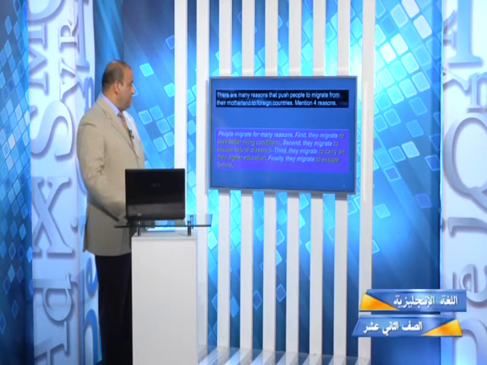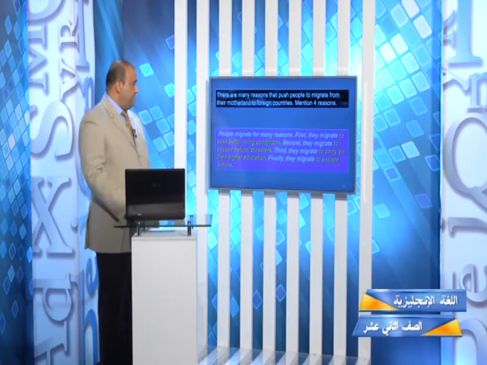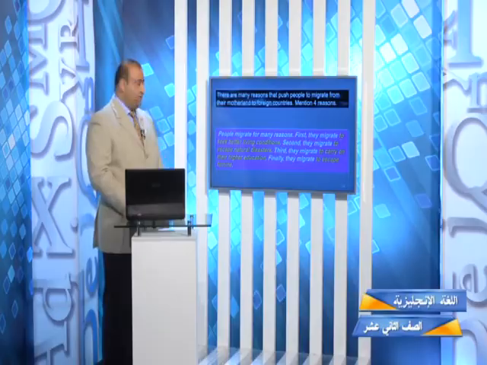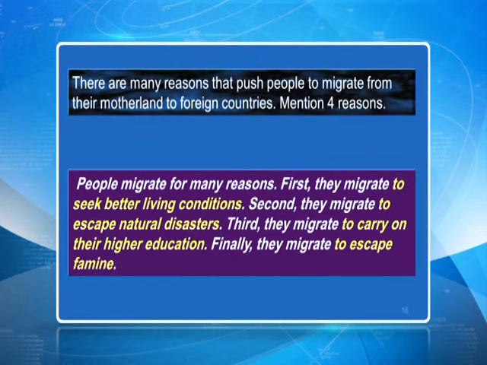The question again, and the answer is like this. People migrate for many reasons. This is the introduction for your answer. Then we provide a full stop. And then we start a second sentence. First, they migrate to seek better living conditions. Full stop. And we start another sentence. Second, they migrate to escape natural disasters. Third, they migrate to carry on their higher education. Finally, they migrate to escape famine.